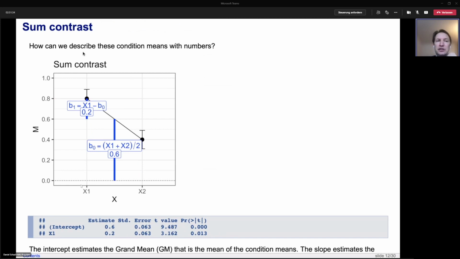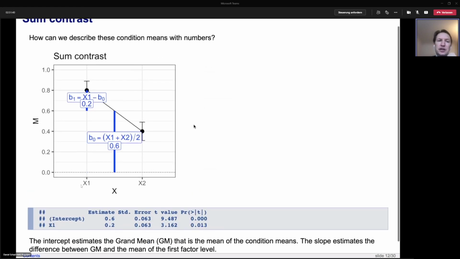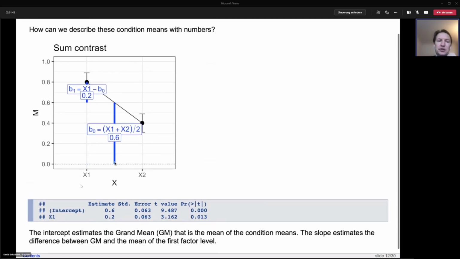One alternative option that we can use is the so-called sum contrast. How does the sum contrast work? In the sum contrast, the intercept measures the mean of all conditions, so condition x1 plus x2 divided by 2. The mean of 0.8 and 0.4 is 0.6. And that's exactly what the model estimates. So the intercept is estimated as 0.6.